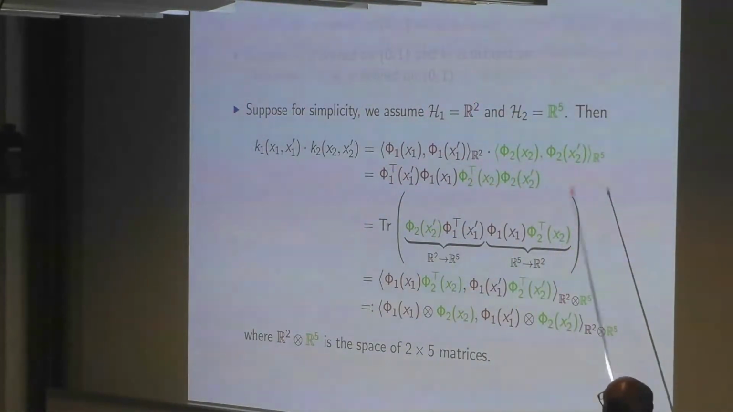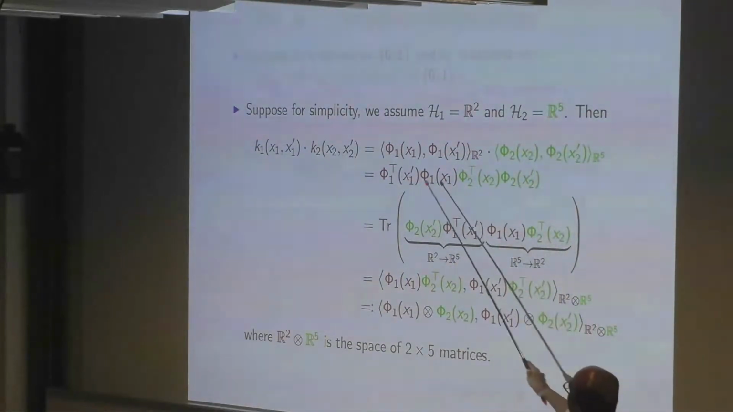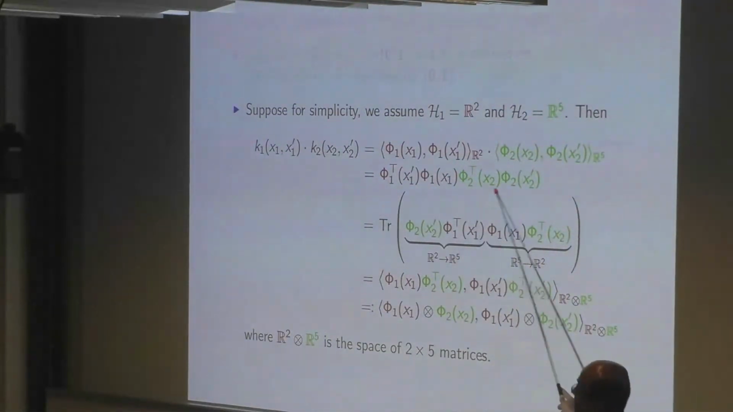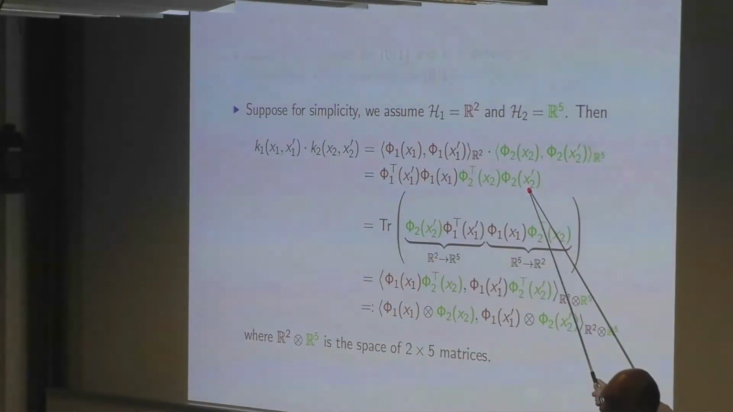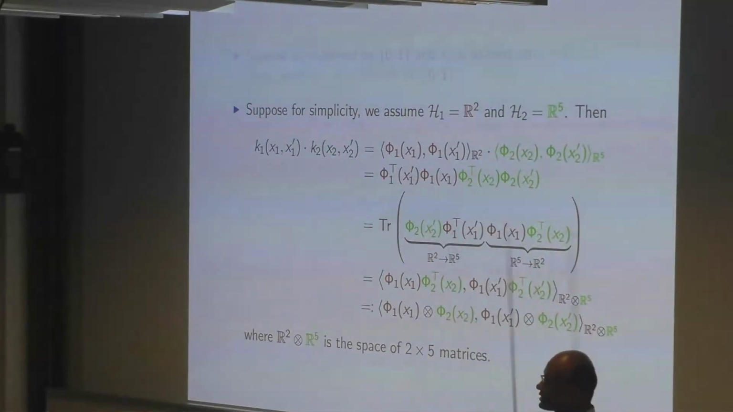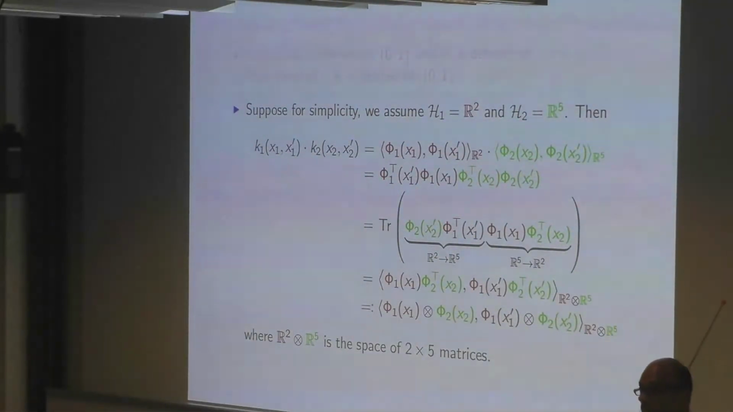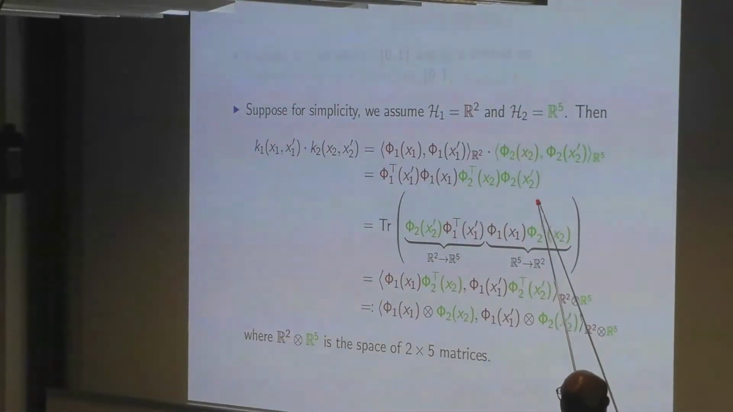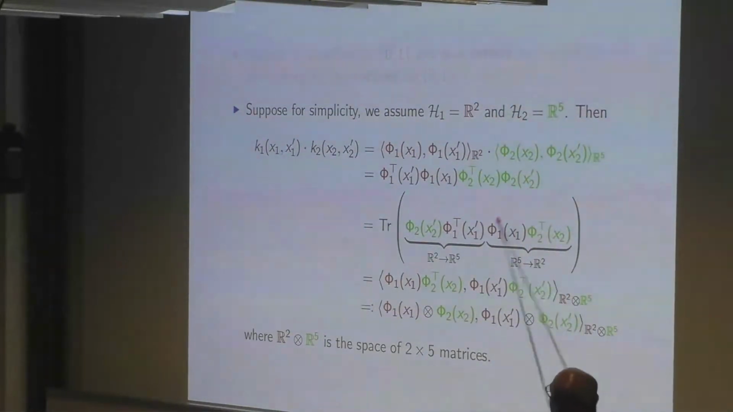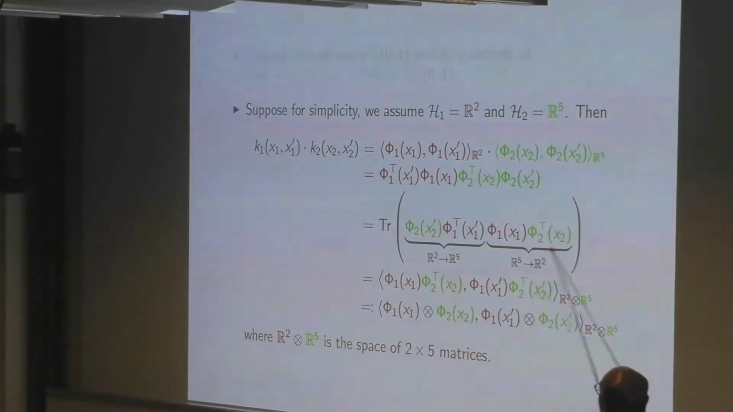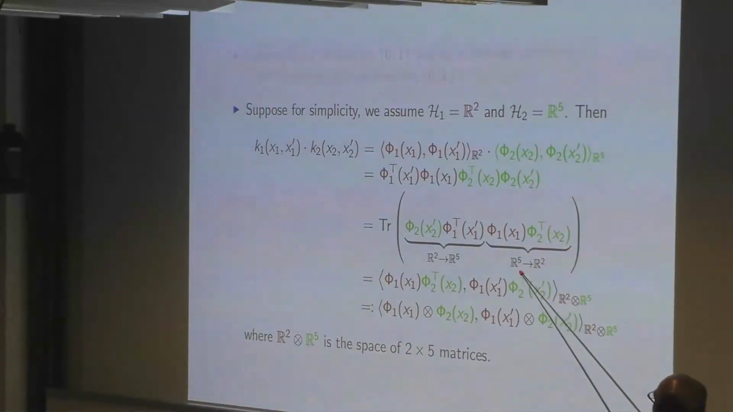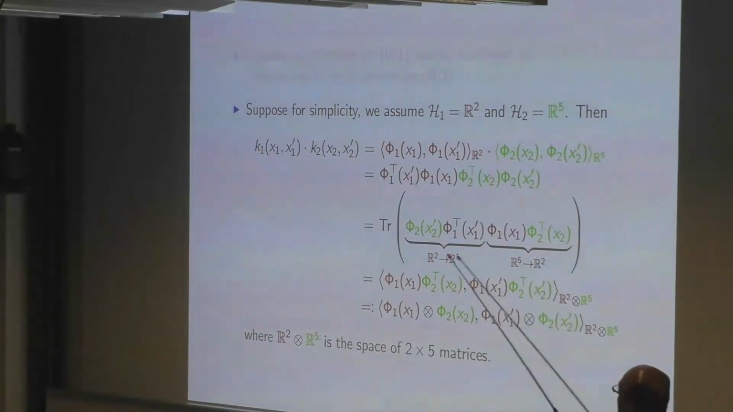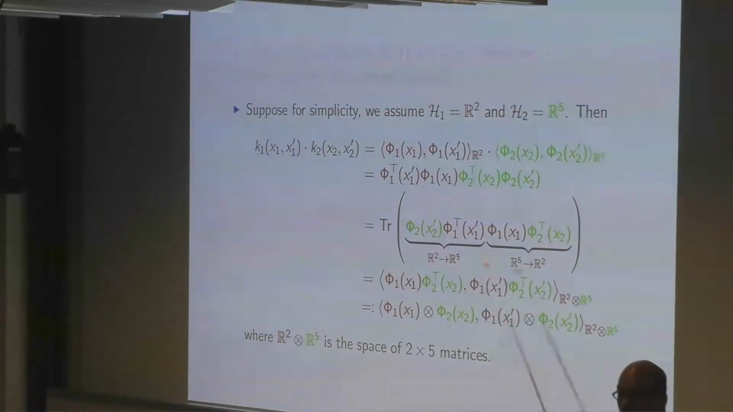Okay, so this is what it means. Now because we are in the Euclidean space, I can write this inner product using this transpose. This is a scalar and I can take the trace, and in a trace you can permute elements. So by moving this to here in the trace, I'm going to get this. Now what is this? This is a matrix from R5 to R2, and this is a matrix from R2 to R5.